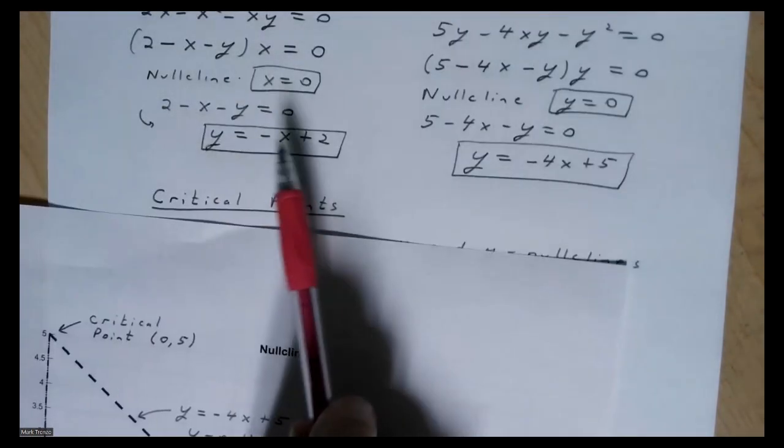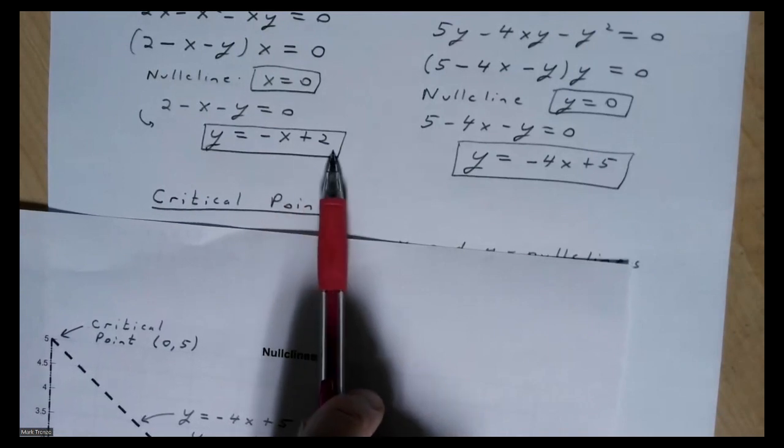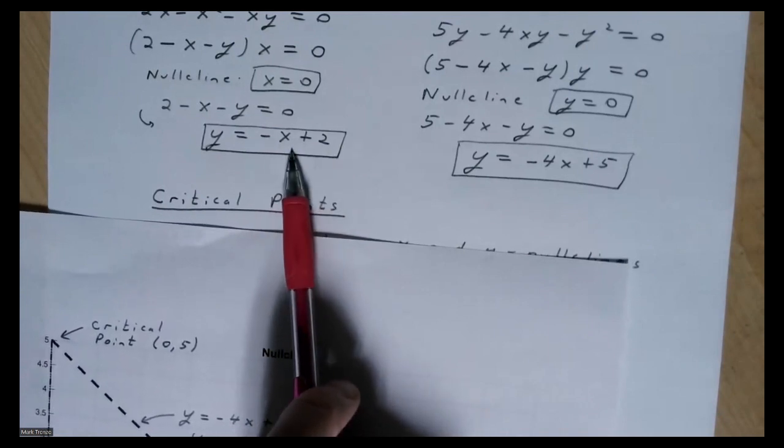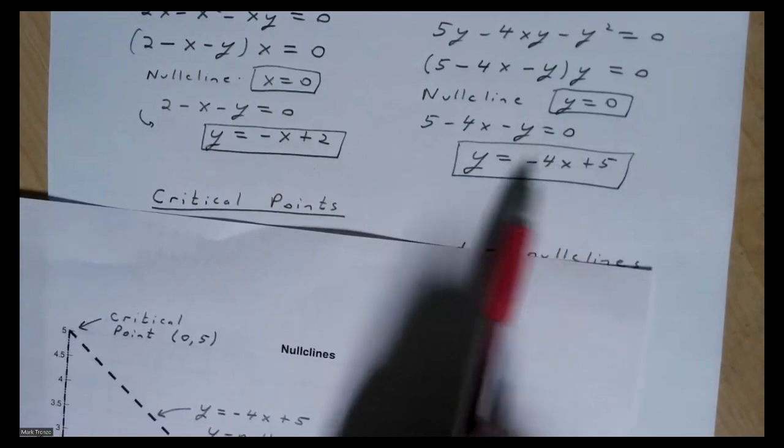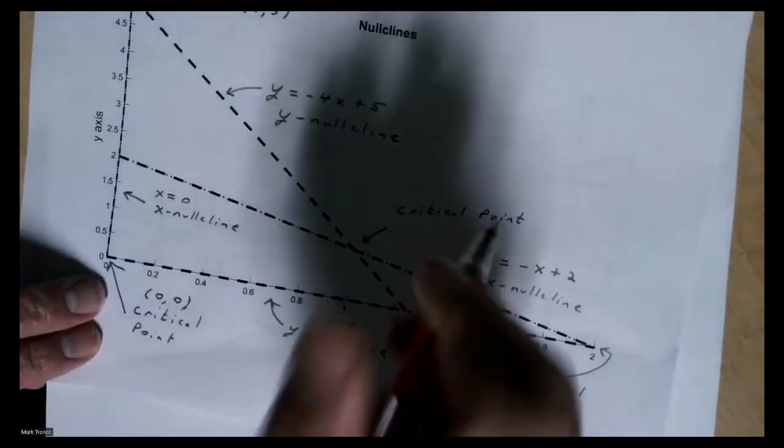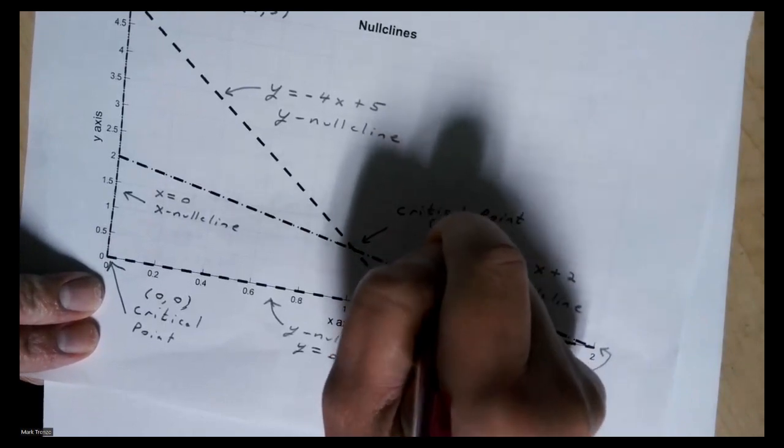And let's just test it. When you put x equal 1 here, you get y equal 1. When you put x equal 1 here, you get y equal 1. So they do intersect at this point here, at the point 1, 1.